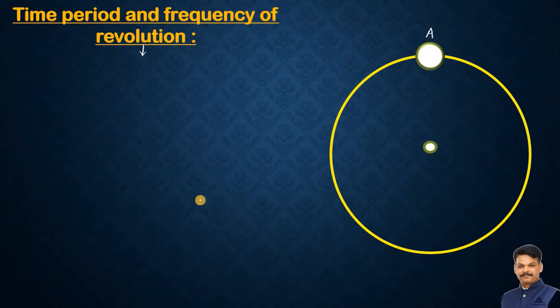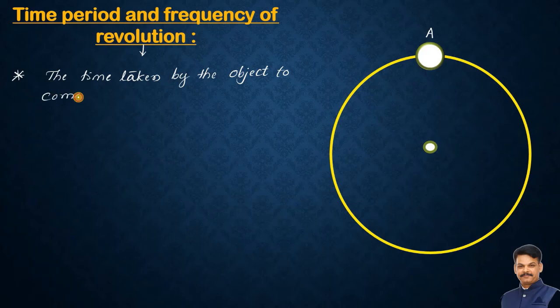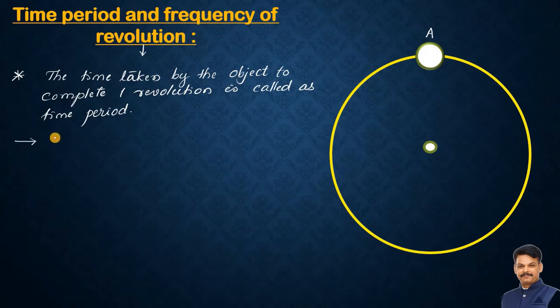Hence, dear students, we can say, what is time period? Time period is nothing but the time taken by the object to complete one revolution. It is called the time period, or simply period. It is usually denoted by capital T. And of course, you know that its SI unit is the second.